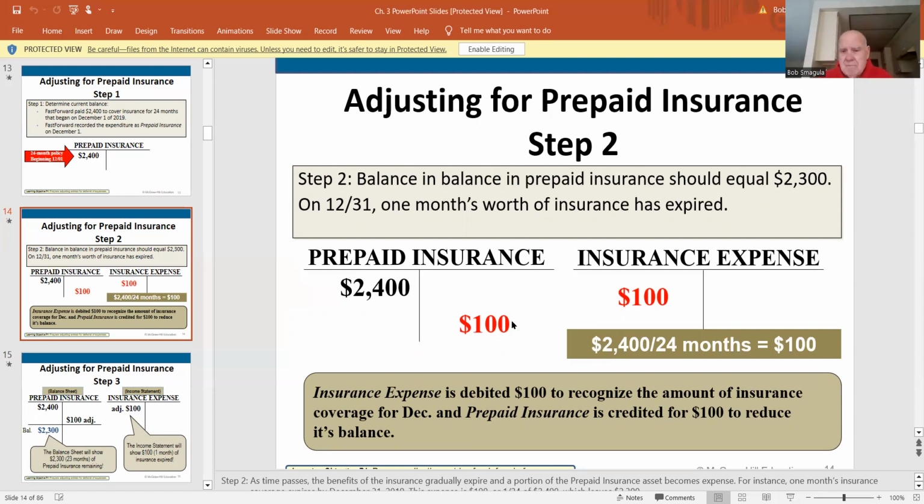We're going to do that every month for 24 months. Next month, we're going to write the same exact journal entry to record the expense of this prepaid insurance policy, okay? The insurance expense is debited $100 to recognize the amount of the coverage we had for that month. We were insured the month of January. We got the benefit of it. Thus, we record the expense.